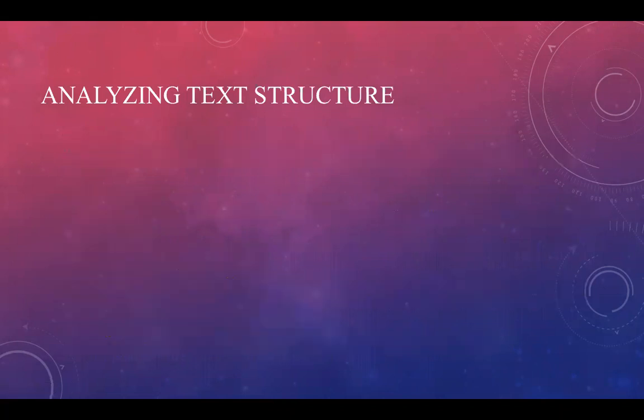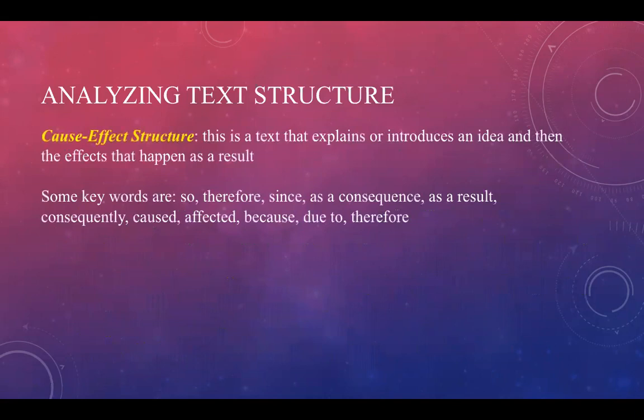Okay, here we go. We're going to analyze text structure. So cause and effect structure. This is a text that explains or introduces an idea, and then the effect happens as a result. So we looked at cause and effect in chapter 1, right? Something happens and then there's a result. So the text actually explains or introduces this idea, and then the effect of that happens as a result.